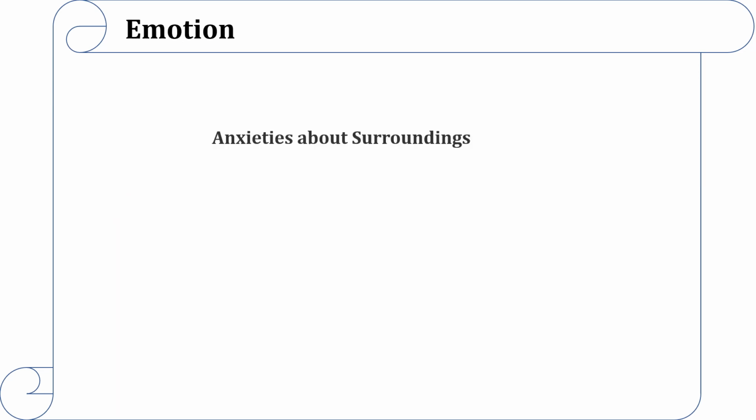Emotion. Anxiety about surroundings. It is important for the user to be able to operate the product without feeling rushed or overwhelmed. It is also important for the product to be considerate of the environment as well as surrounding people.